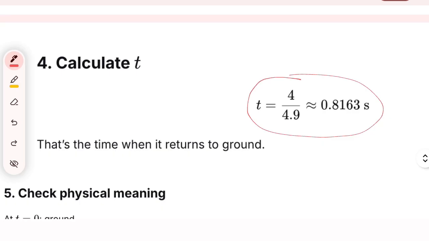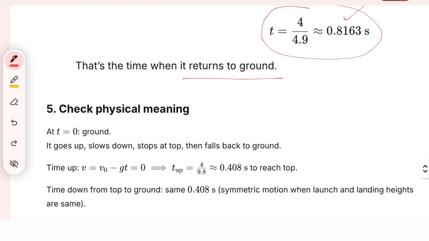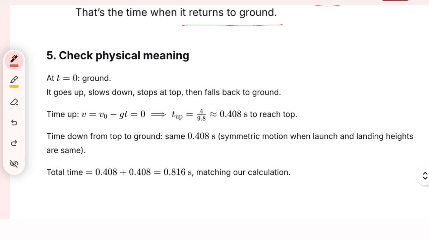So the ball starts from the ground, it reaches the top, and then once it reaches the top, it goes down again and back to the ground. So that is the total time it takes the ball to return to the ground. Now let's interpret it. All right. So at time 0, it's on the ground, right? Then it goes up, it slows down, it stops at the top, and then it falls back to the ground.